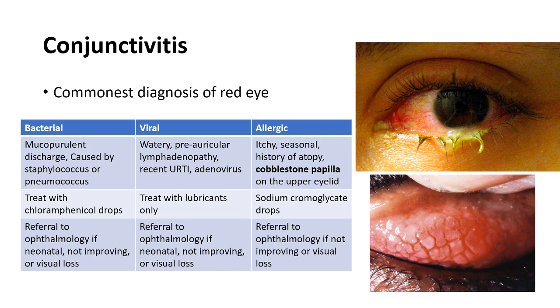Allergic conjunctivitis is seasonal and is related to atopy. It is characteristically itchy. Papillae of the upper eyelid may merge to form large cobblestone-like papillae. Treatment is with sodium cromoglicate.